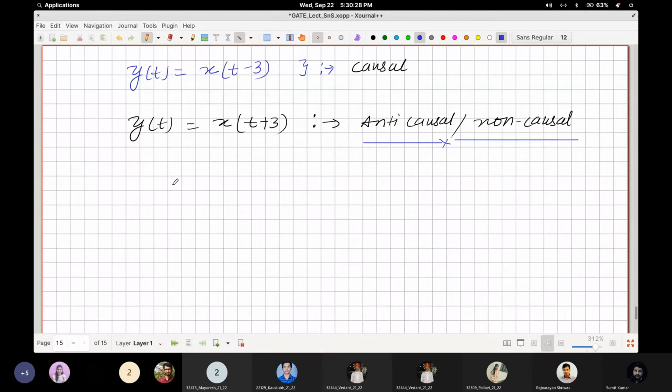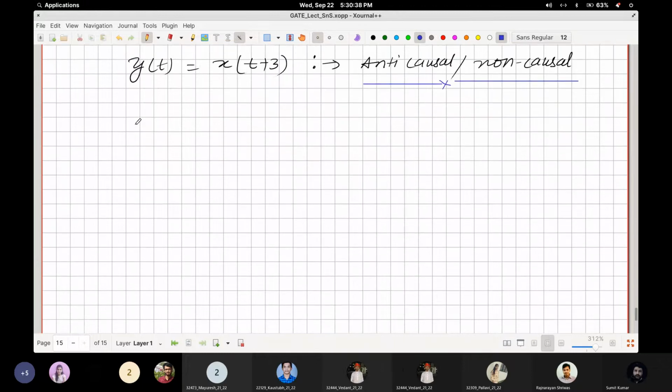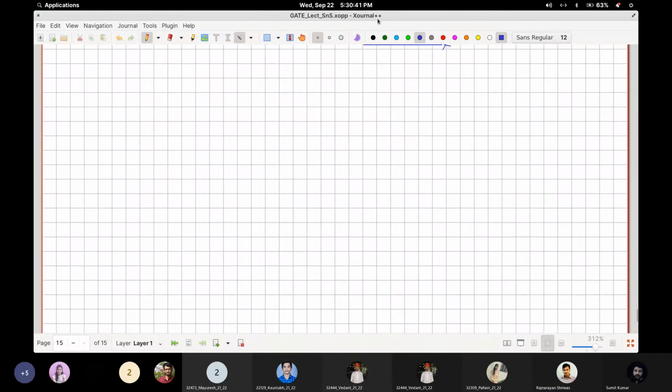Yes sir. Okay, so we have seen instantaneous, dynamic, causal, anti-causal, and non-causal. And now we are going to see stable systems. We will see whether the system is stable or unstable.